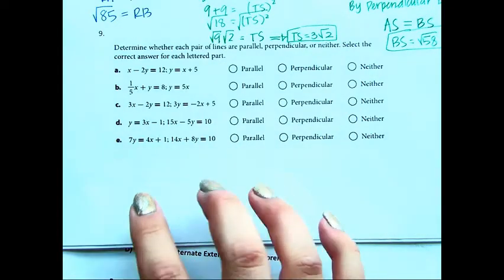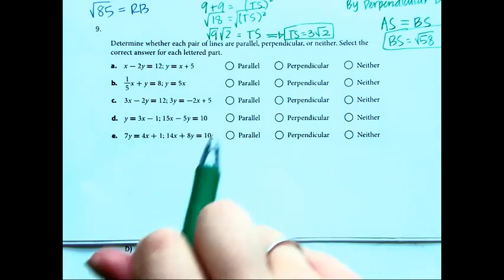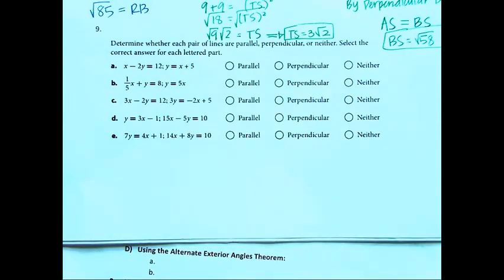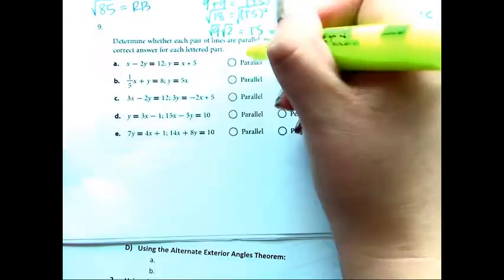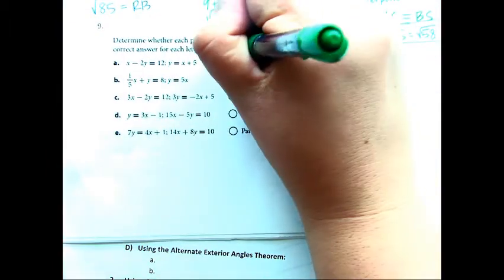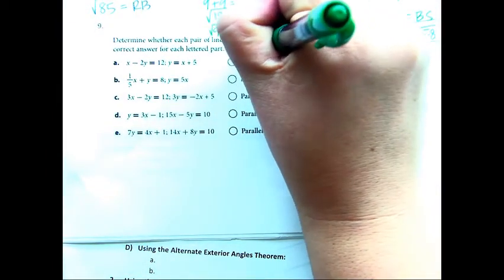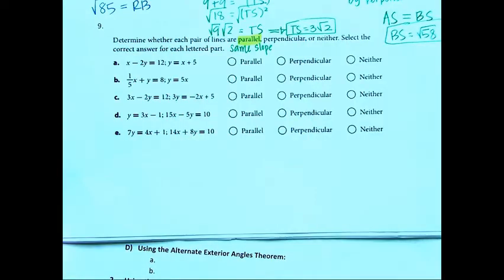Okay, number 9 now. Determine whether each pair of lines are parallel, perpendicular, or neither. Select the correct answer for each lettered part. So in order to figure out if these lines are parallel, perpendicular, or neither, I need to understand what it means to be parallel or perpendicular. So if two lines are parallel, that means they have the same slope. So I'm going to write that on there.